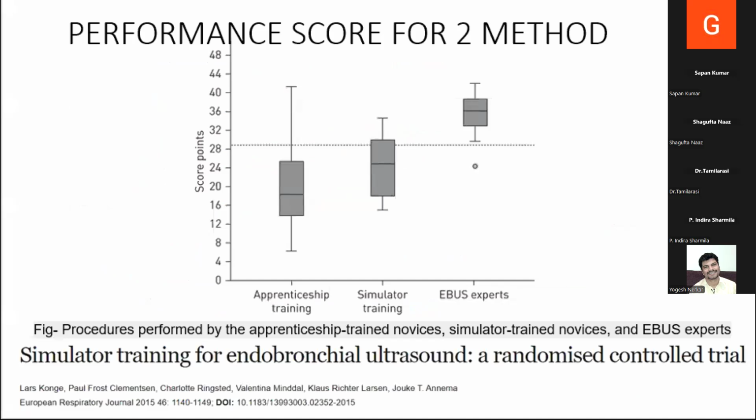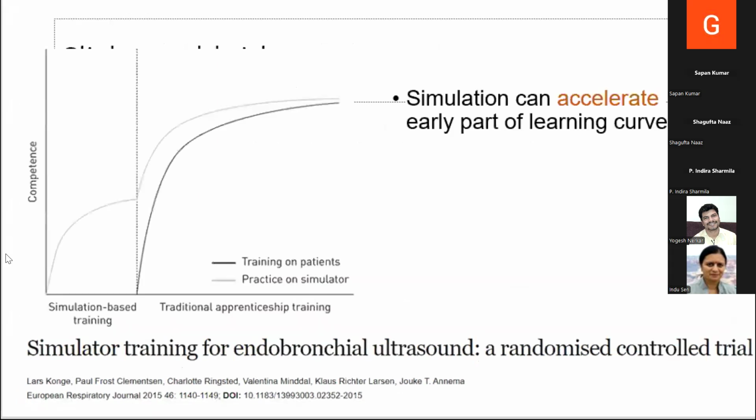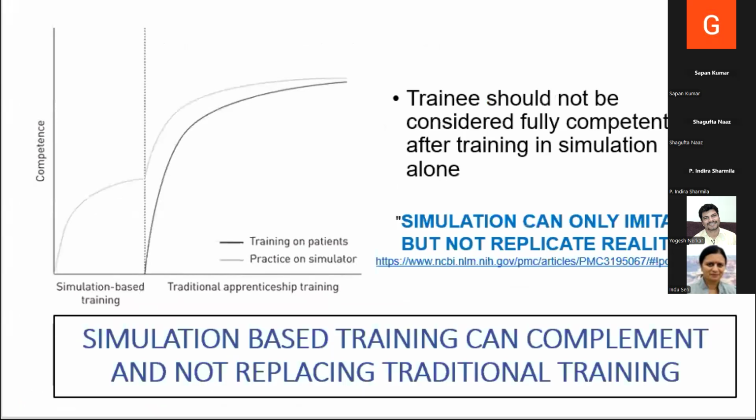This is a study which shows the performance of trainees when they were taught a particular procedure called endobronchial ultrasound, compared to an expert. The traditional way of teaching was found to be slightly inferior to that of people who first underwent simulated training. It was shown that if training is done on simulation prior to actually training on the patient, it accelerates the training and decreases the learning curve during the whole process of learning.